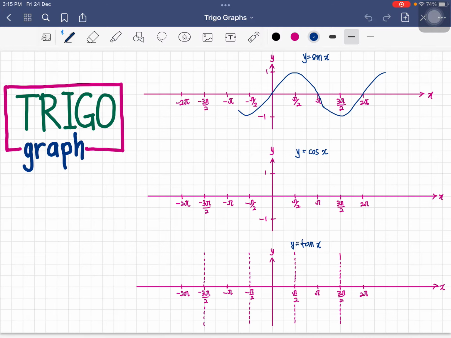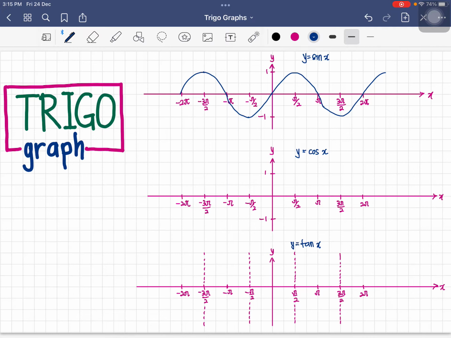So it must go to -1 there, and then it goes to 0 again, and then it goes to 1, and it goes back to 0, something like that. All right, so this is the graph for the sine of x.